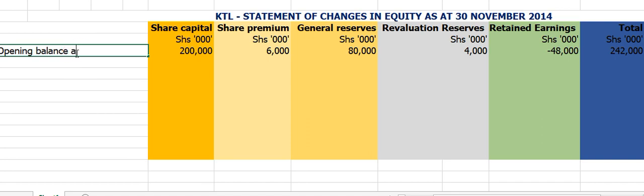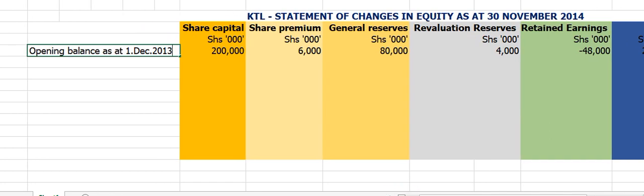Opening balance as at 1st December 2013. As at 1st December 2013, that is your opening balance. Now, after showing the opening balance, now we can look at the changes, the movements during the year in all these different items which we have.